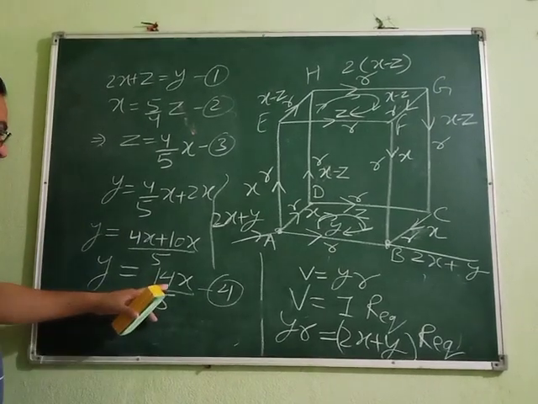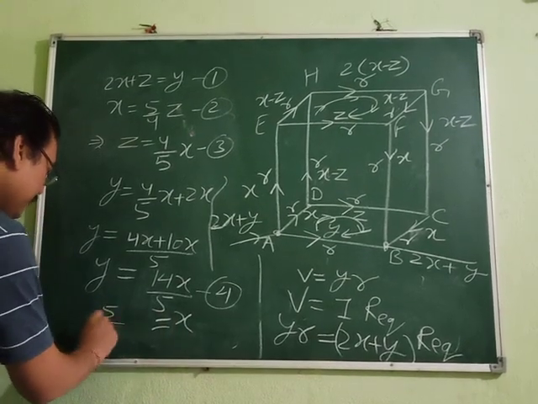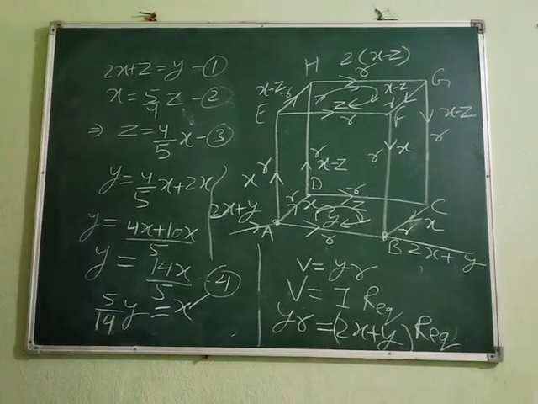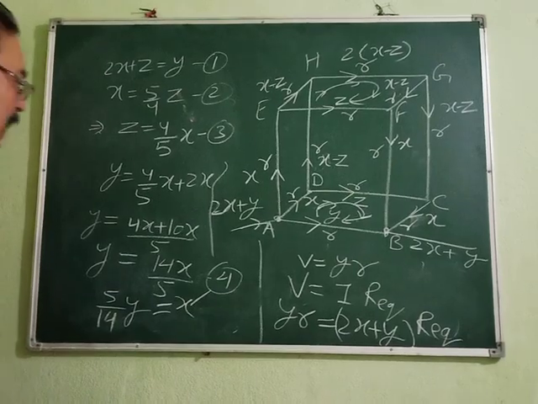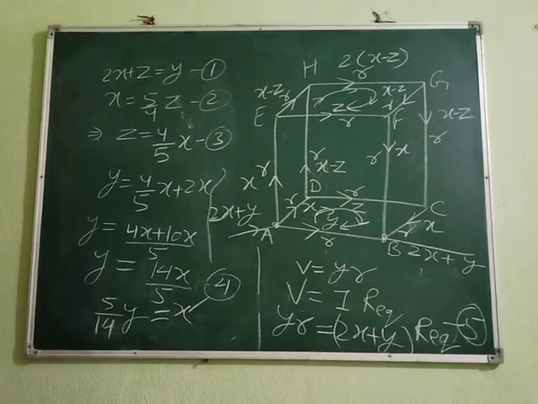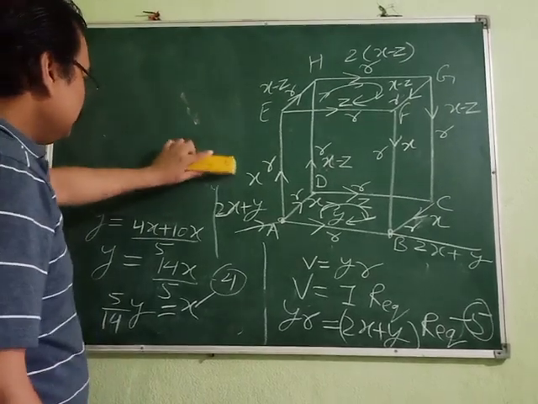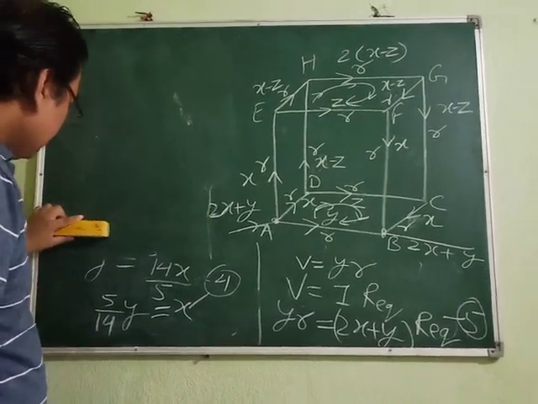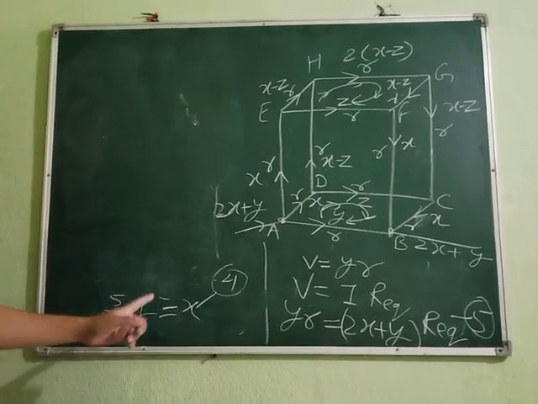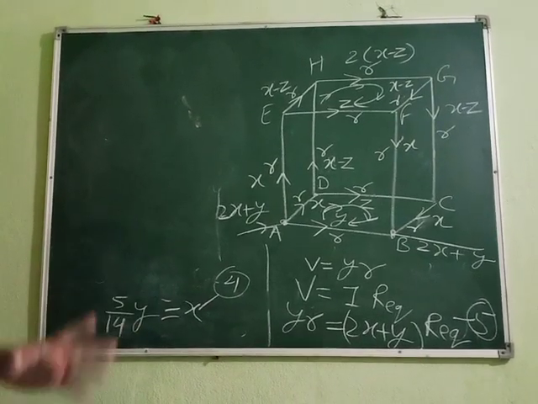So from equation 4, what can we get? We can write equation 4 as x is equal to 5 by 14 y. Let us mark this as equation 4. Not this one, we will require only equation 4. And let us mark this as equation number 5. Done. Now start writing. From equations 4 and 5 we get, what do we get?